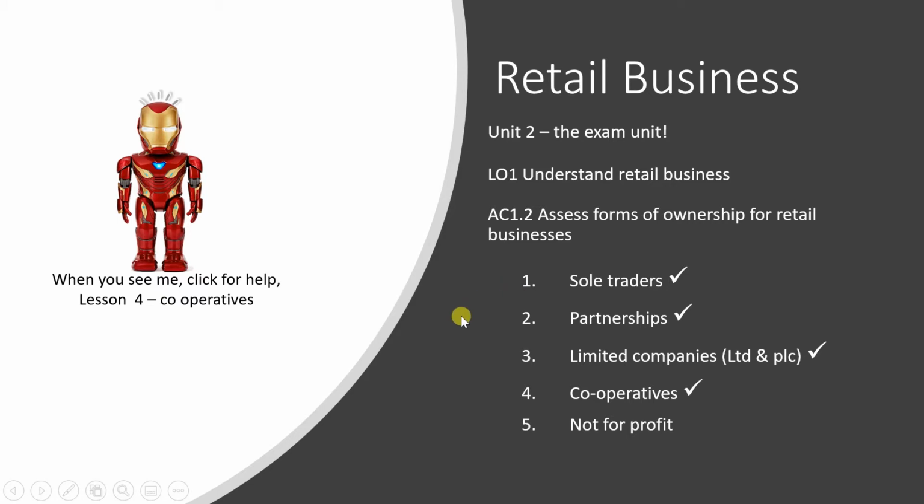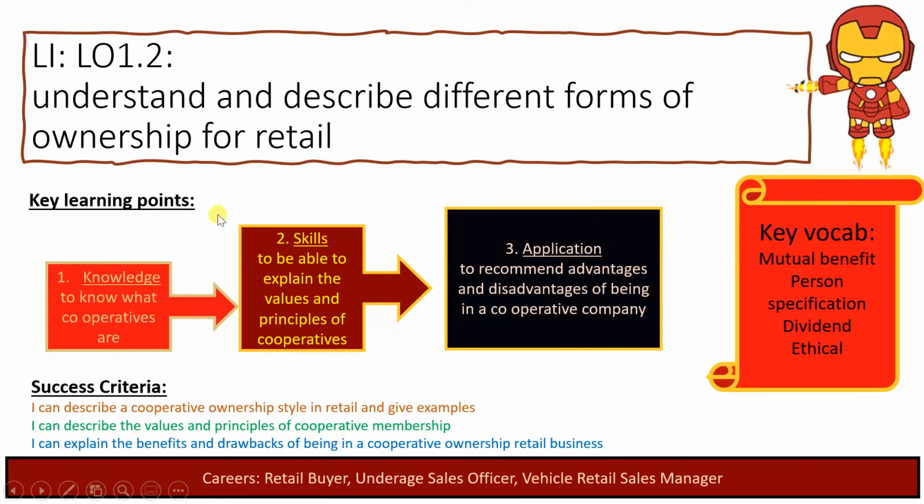On the fourth out of 5 topics for assessing the forms of ownership for retail business. This lesson is going to be about cooperative ownership types. In our 4th lesson of ownership for retail businesses, we're looking at cooperatives. The learning points we have are knowing what a cooperative is, being able to explain the values and principles of cooperative membership, and then being able to recommend the advantages and disadvantages of this ownership type.